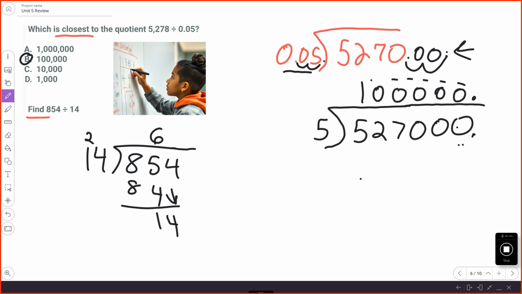We got a nice little answer. How many times does 14 go into 4? How many times does 14 go into 14? I'm sorry. 1 time. Boom. We're done. You see that? Okay. Next question.